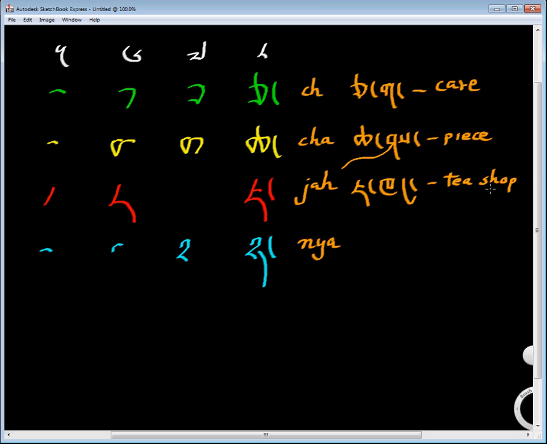Maybe in England and in India, let's go to the tea shop is very common, but over here in the US, it's let's go to the coffee shop, right? Okay, so that's chakang, meaning tea shop. Then the next letter is nya.